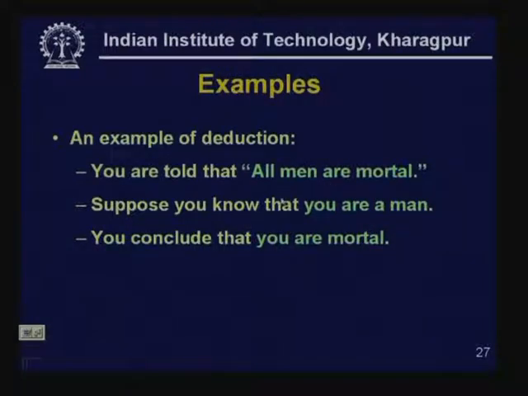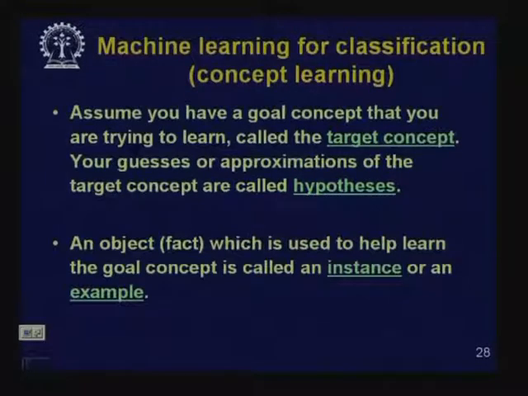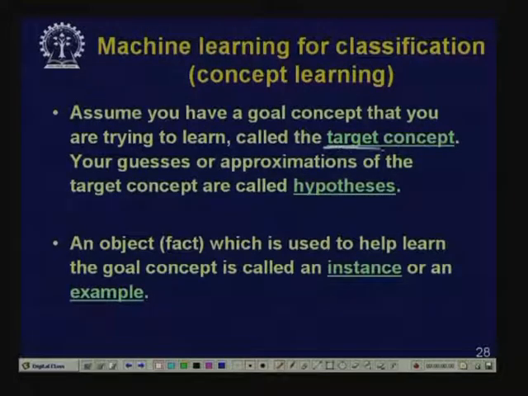An example of deduction which I already mentioned, suppose you are told that all men are mortal and you know that you are a man and you conclude that therefore you are mortal. So, this is an example of a deductive inference. What we saw earlier is an example of an inductive inference. Now, let us look at concept learning in more detail. Suppose you have a goal concept that you are trying to learn. So, we will call this goal concept a target concept. A target concept is the concept that you are trying to learn. For example, you are trying to learn what is a tiger. So, tiger is the target concept.